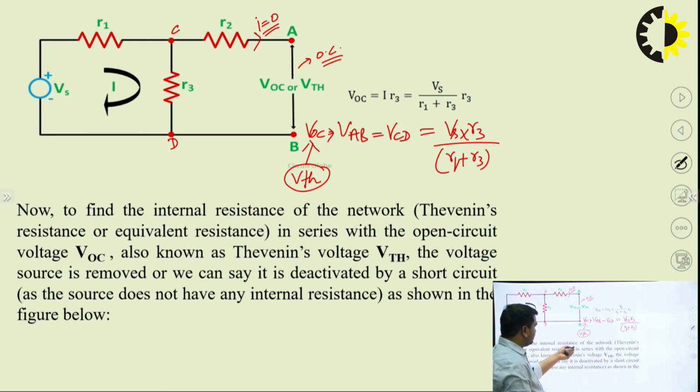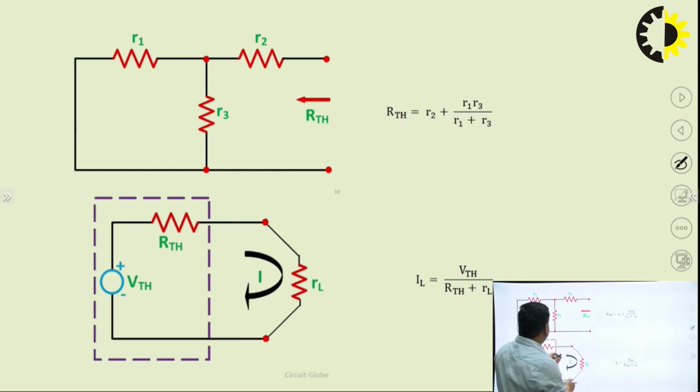Now, to find the internal resistance of the network, Thevenin's resistance, or equivalent resistance in series with the open circuit voltage VOC, also known as Thevenin's voltage VTH, the voltage source is removed, or we can say it is deactivated by a short circuit. As we have discussed, in the calculation of RTH we have to deactivate all the sources available in the circuit, and those must be independent sources. If we have both independent and dependent sources, then we will talk about that later in this lecture. So here we have short circuited the voltage source.